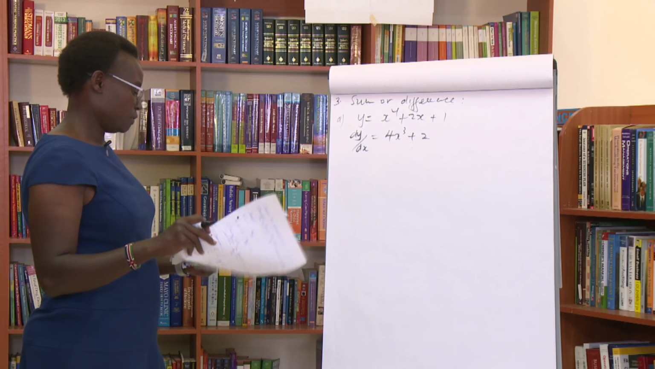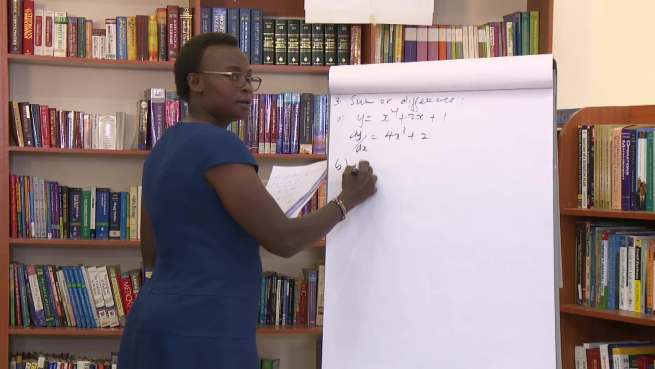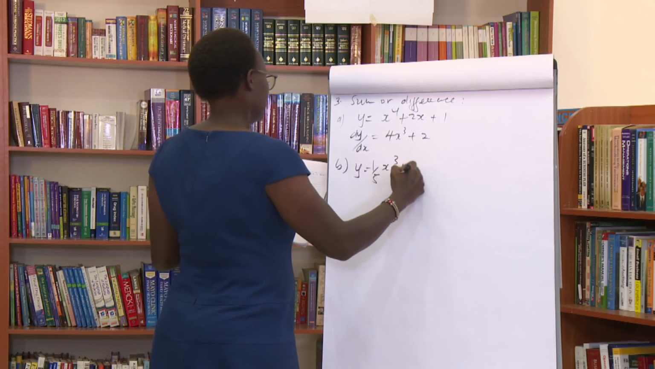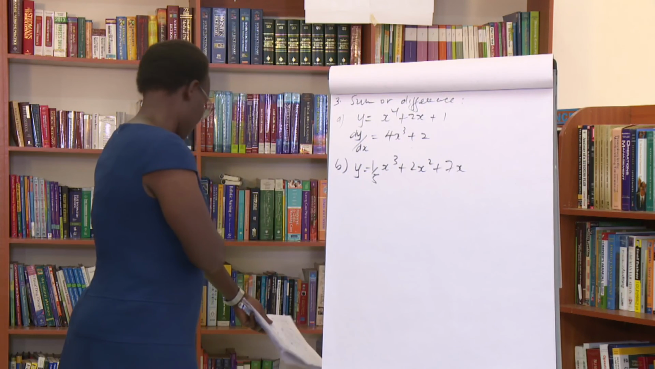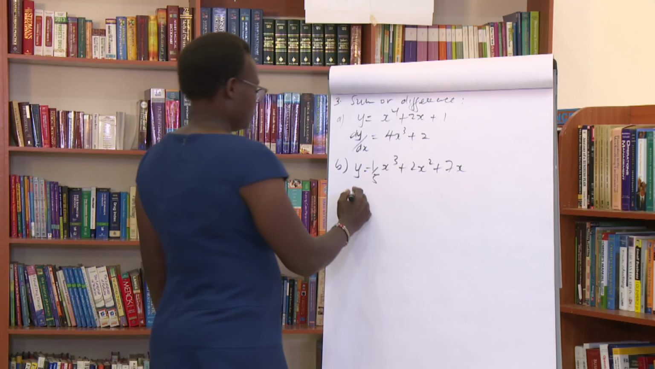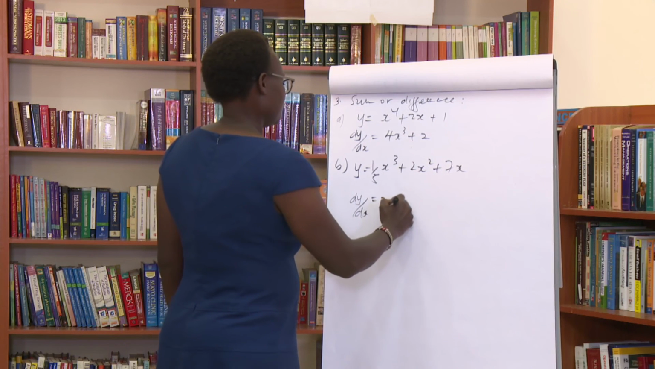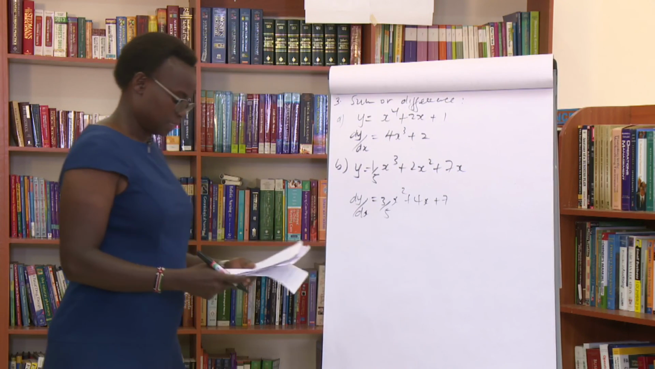And if you have y equal to 1 over 5 x cubed plus 2x squared plus 7x, we do the same. This will give us 3 over 5 x squared plus 4x plus 7.